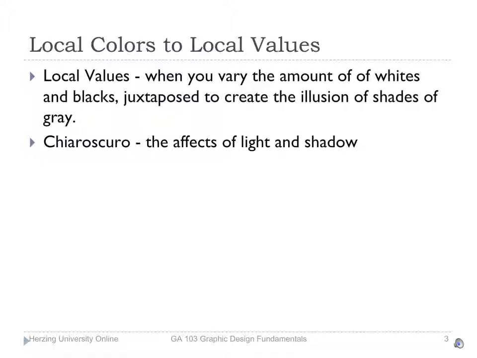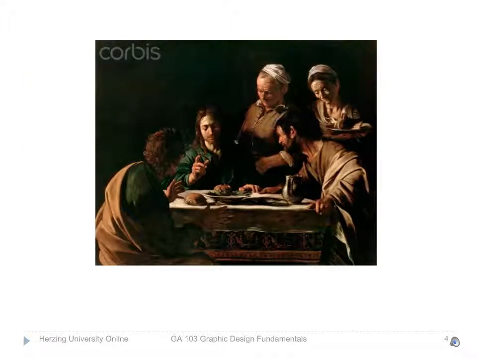We will now look at local colors in comparison to local values. Local values are when you vary the amount of whites and blacks, juxtaposed to create the illusion of shades of gray. Chiaroscuro is a technique often used by artists which demonstrates the effects of light and shadow. Here we see chiaroscuro being used to create dramatic lights and darks on her upper torso and back.